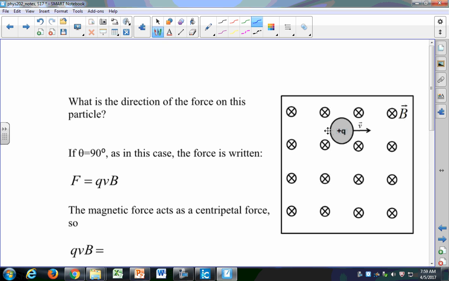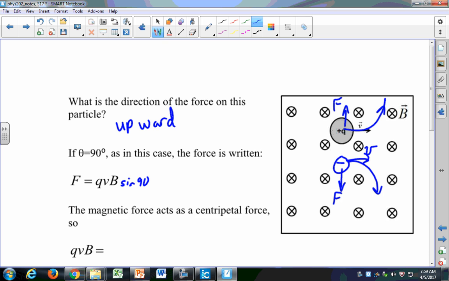So for example here, if I have a positive particle, it's going to feel a force that is upward. It'll follow a path that looks like that. Remember, if I have a negative particle, then it's going to feel a downward force. If my velocity is in this direction, then my force will be the opposite of what a positive particle would feel. If theta is 90 degrees, as it is in this case, because my velocity and my magnetic field are perpendicular to one another, the sine of 90.